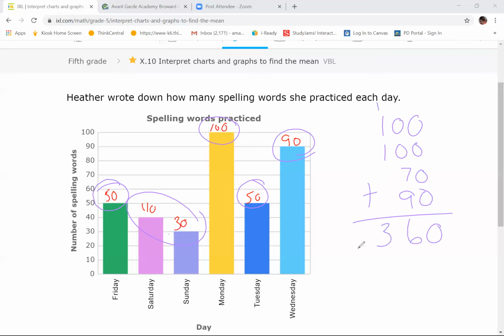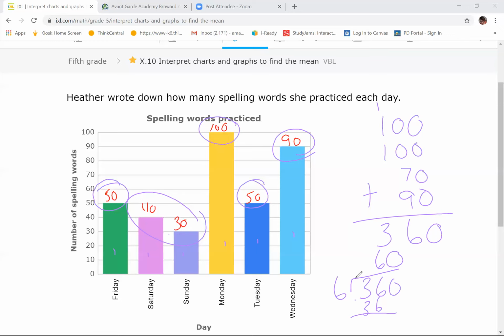That's 360. And now we're going to divide it by how many? 6. Oh, well, that's an easy number. Is my answer 6? No, it is 60. So she studied about 60 words every day.